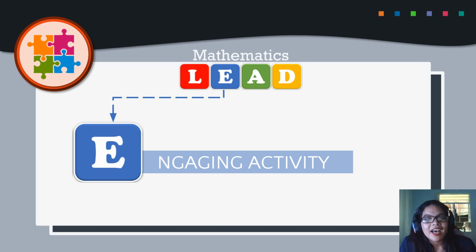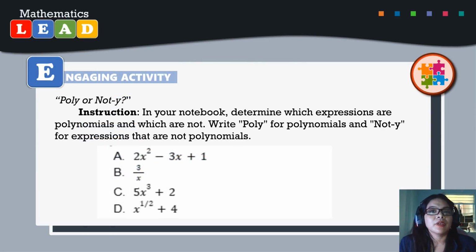Now, class, I know you are excited to learn about our topic. But before we proceed to that, I have a little activity for you to have more idea of our lesson. Here is the engaging activity. Let us begin with a quick activity called Poly or Nutty. In your notebook, determine which expressions are polynomial and which are not. Write Poly for polynomials and Nutty for expressions that are not polynomials.